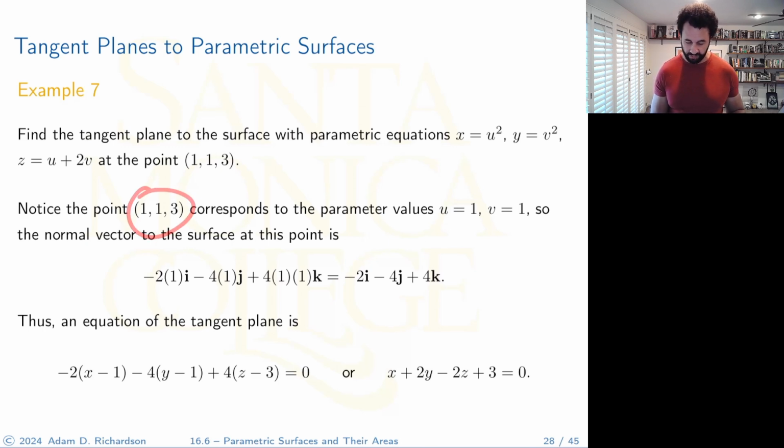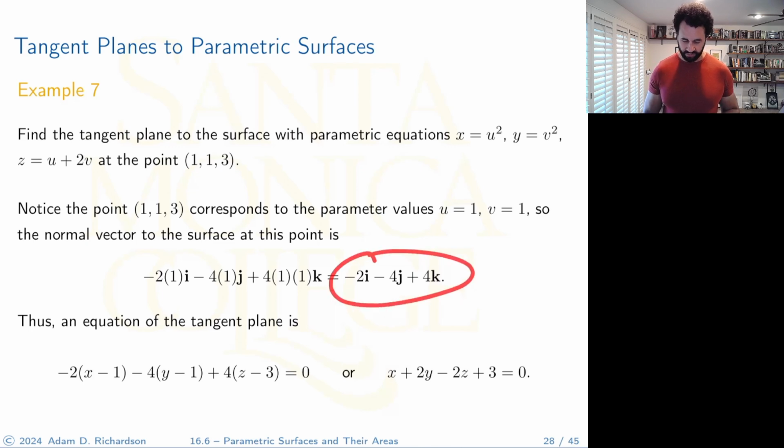The point (1, 1, 3) corresponds to when u equals 1, v equals 1, and then z equals 3. So 1 plus 2 gives you 3. So you plug those values in. Oh, yes, they're both 1. So u, v, and then uv, I believe. I think that's what it was. So that's our normal vector.